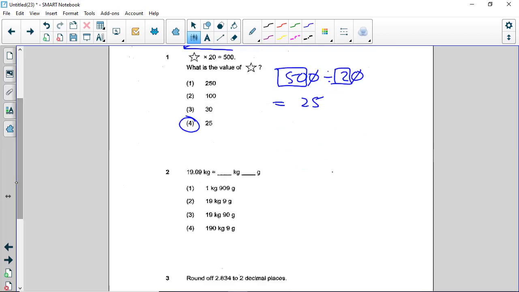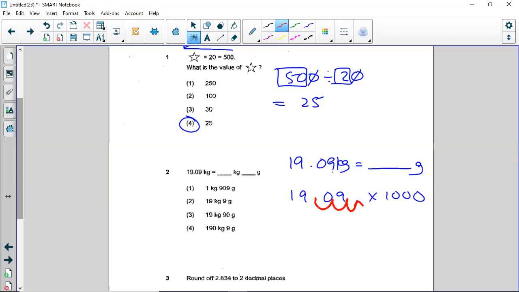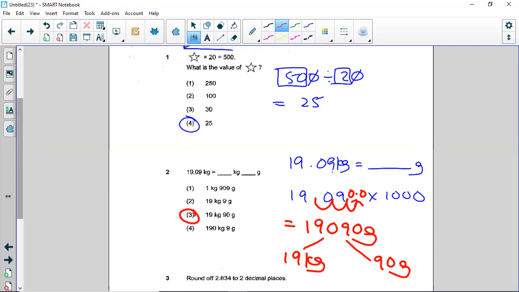Okay, number 2, 19.09 kilogram is how many kg and grams? Now, you need to change the kilogram into grams first. So how do you change into grams? You have to multiply by 1,000. You take 19.09 and you times 1,000. And you shift the decimal point to the right 3 times. So like this, 1, 2, and 3. And then you put the 0 in the empty basket, and above the arrowhead, there's a decimal point, and then there's a 0. So after you multiply by 1,000, you will get 19090 grams. Then you break up into kilogram and grams. So how many kilogram? That will be 19,000 grams or 19 kilogram. And what's the balance? The balance will be 90 grams. So you have 19 kilograms and 90 grams. So answer number 3. Clear so far?